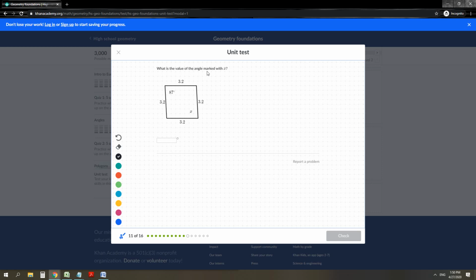What is the value of the marked angle marked with X? Notice this is a rhombus.